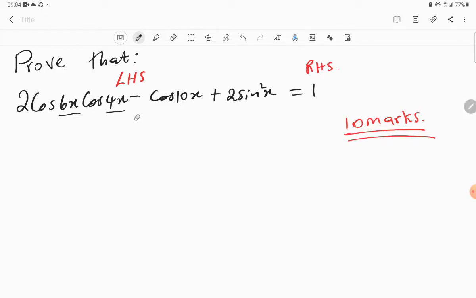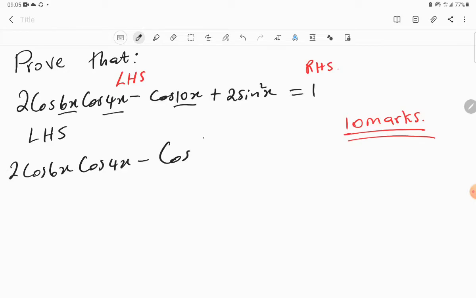So how do you start? Of course, we have to take the left-hand side because it's easier to simplify than to complicate. Now, because we really want to break down that 10 to be in terms of 6 and 4, this side must be just taken as it is. So we have that, then minus, and 10x is made of 6x plus 4x. So this is what we have, then plus 2 sine squared x.